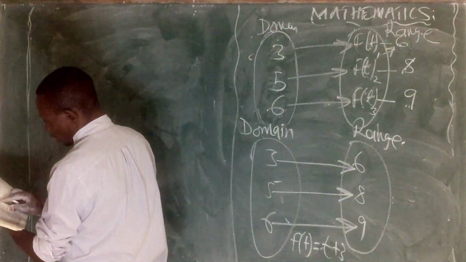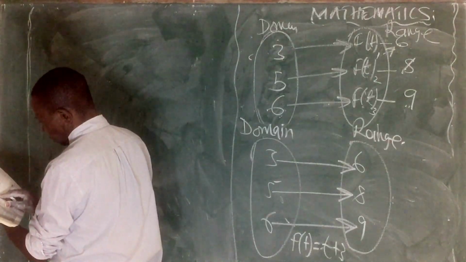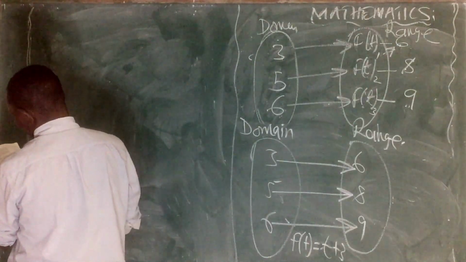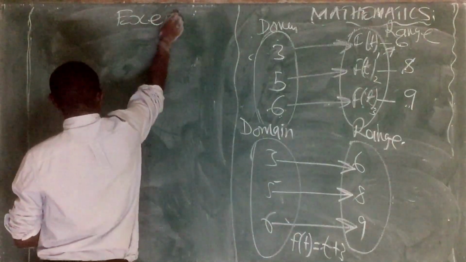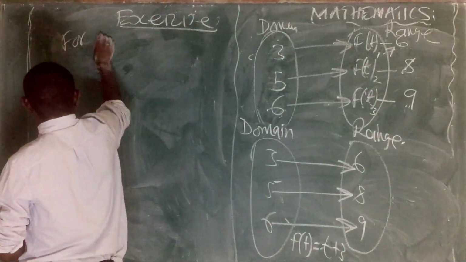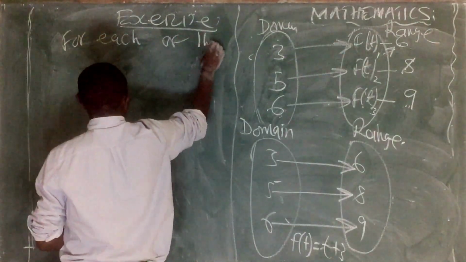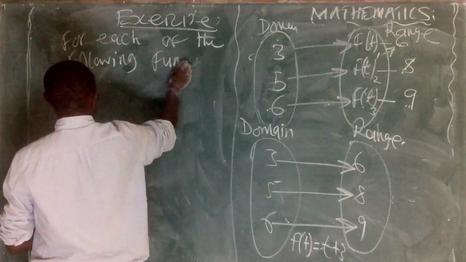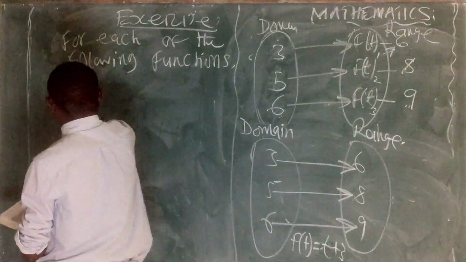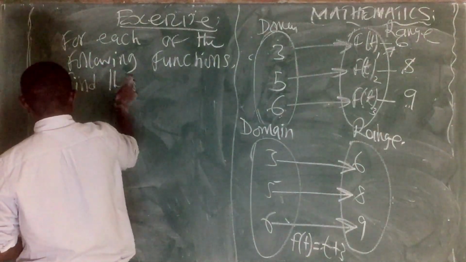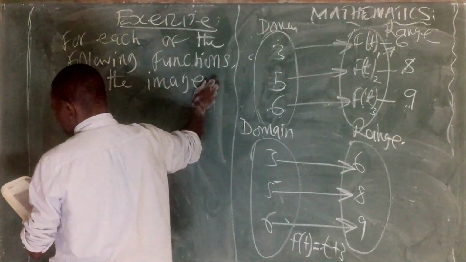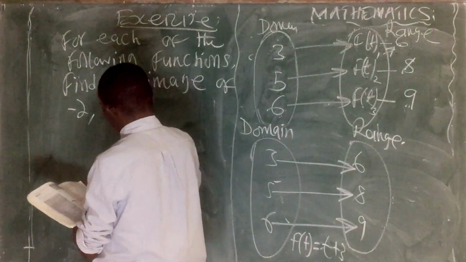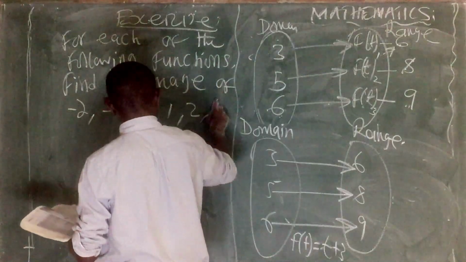What do we have here? We are given, they say for each exercise here, for each of the following functions, find the image of -2, -1, 0, 1, 2, and 4.